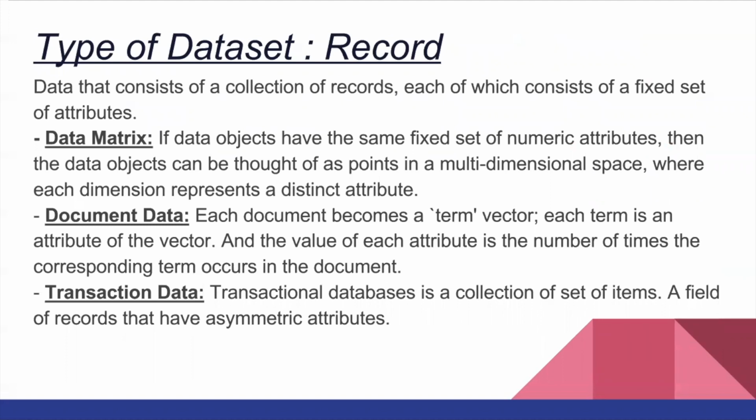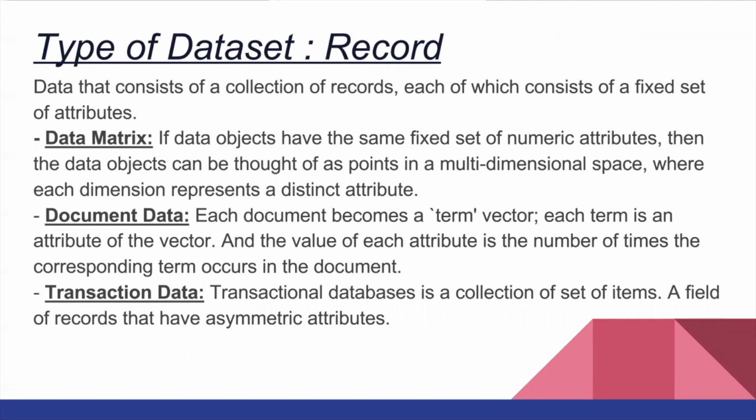As we discussed, a record dataset treats each data as a single unit. It has three types: data matrix, document data, and transaction data. So what is a data matrix? If data objects have a fixed set of attributes, then the data objects can be thought of as points in a multidimensional space where each dimension represents a distinct attribute.